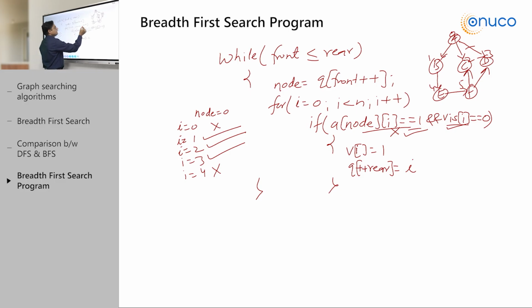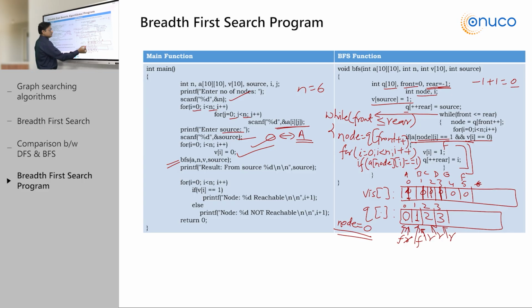Similarly, I is equal to 5. 0 to 5, do you have a path? Direct edge? No. Hence the condition failed. So for this also it failed. So in this case we have 1, 2, 3. We have done with that. And in the present scenario, this is the status. The 4th and 5th are not visited. The remaining 3 vertices are visited like this.